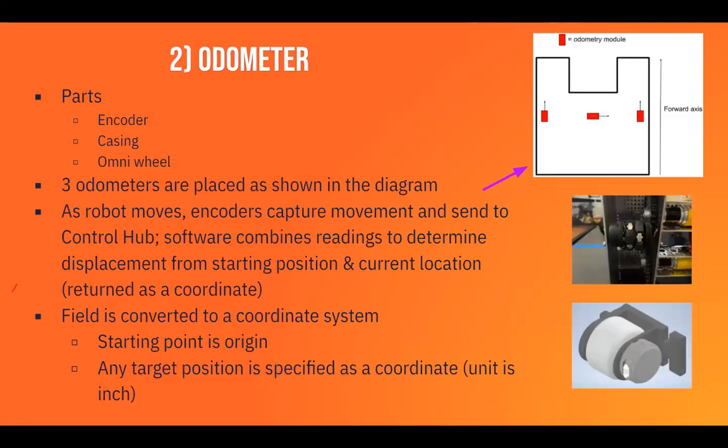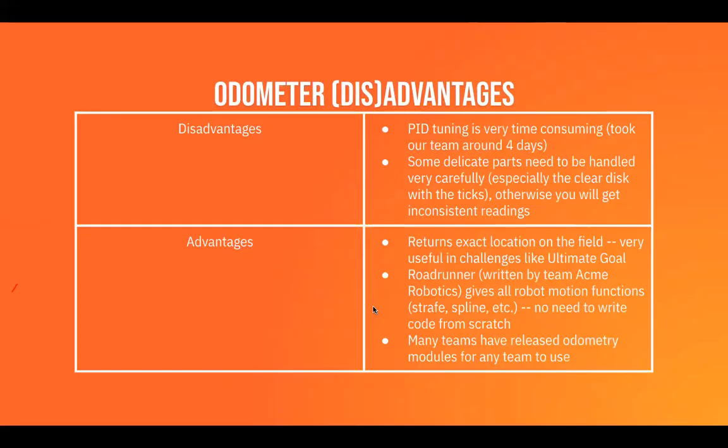An odometer is pretty much an encoder casing plus an omni wheel. Three odometers are placed as in the diagram, and as the robot moves they capture movement and send it to the control hub. The starting point is the origin, and the target position is specified as a coordinate.